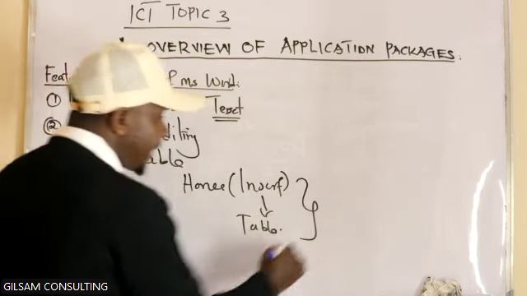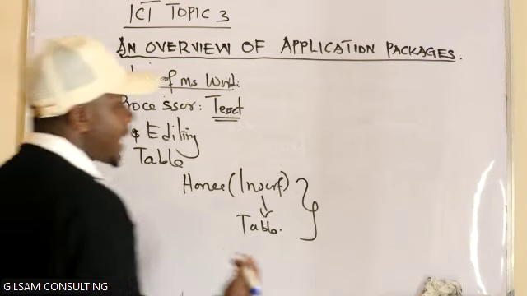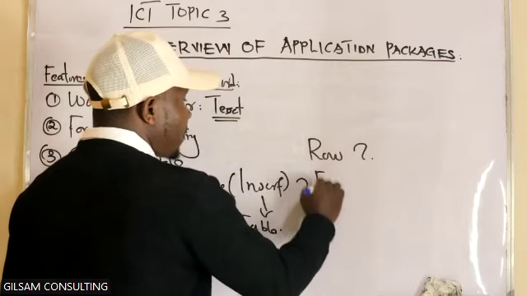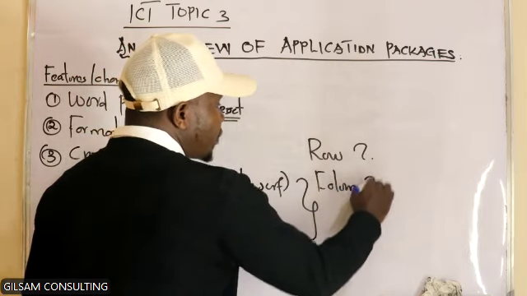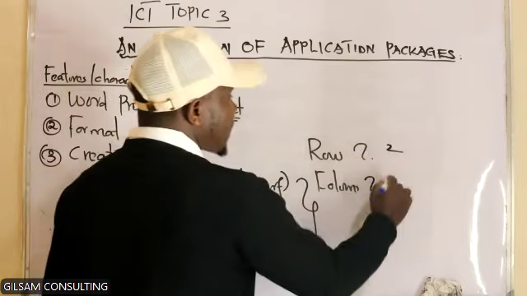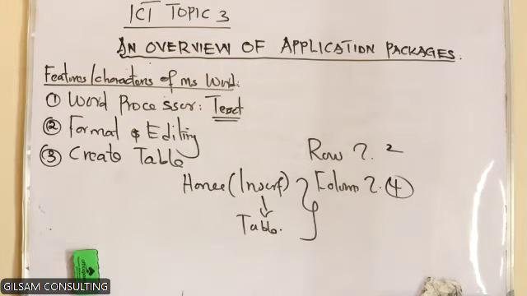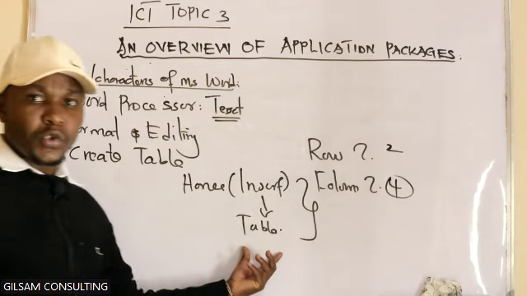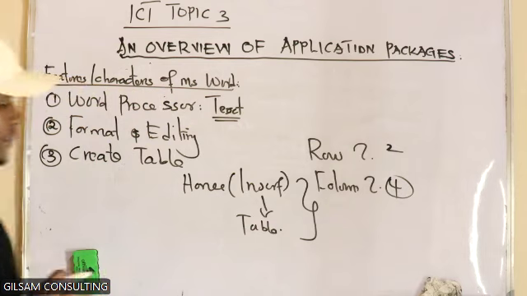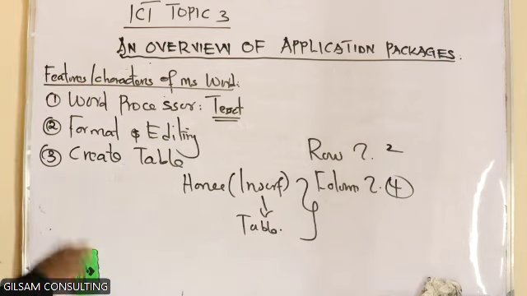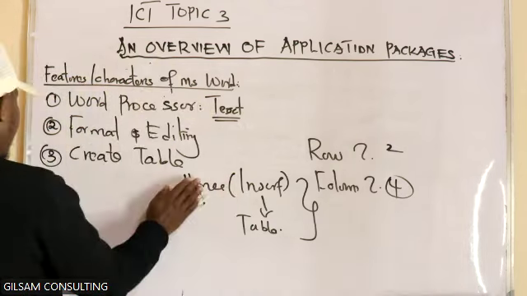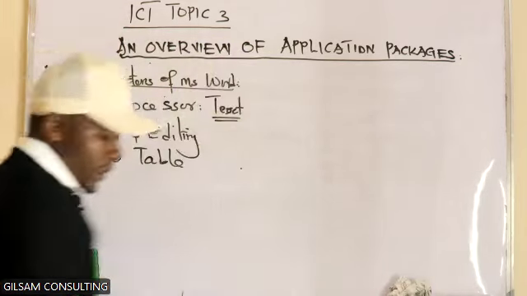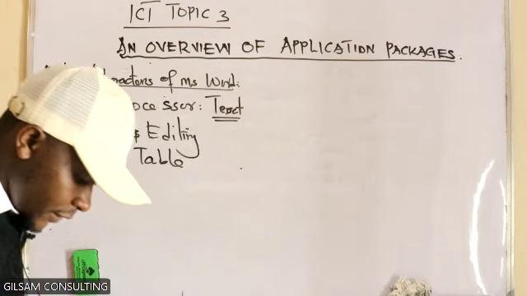So if you click, Word will ask you how many rows you want, and how many columns. If you put 2 rows and 4 columns, then Microsoft Word will be able to create a table for you. After that, that is the third feature. You only need at least 4 features.